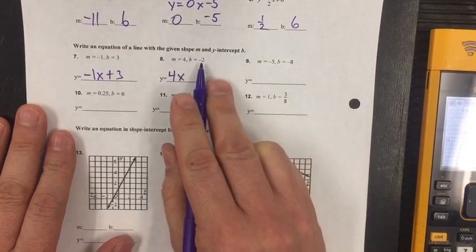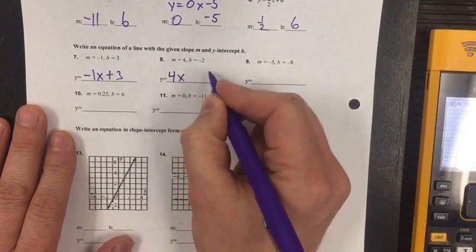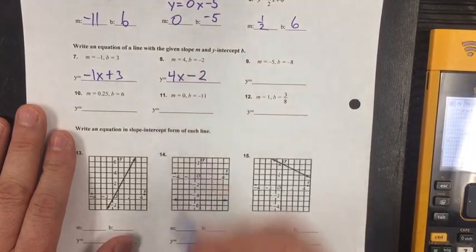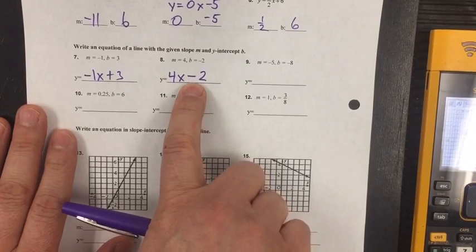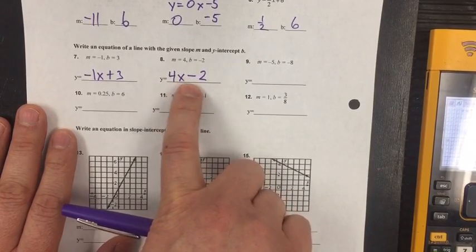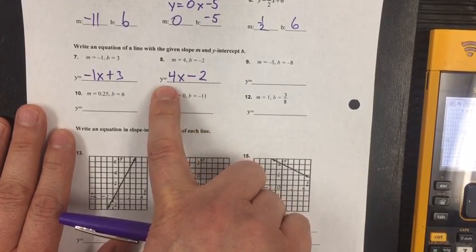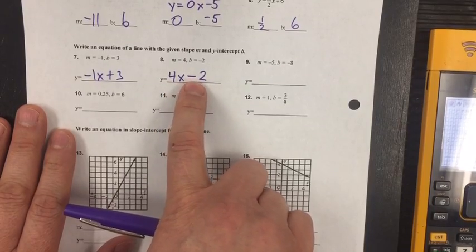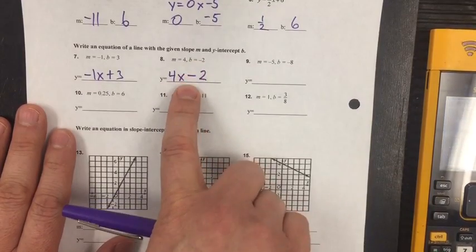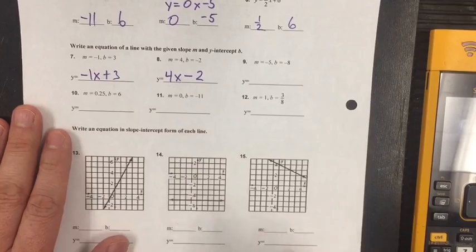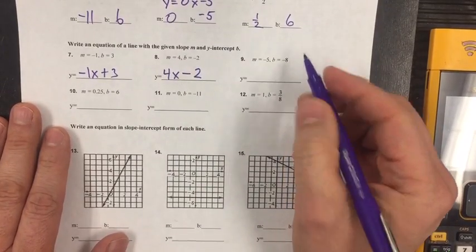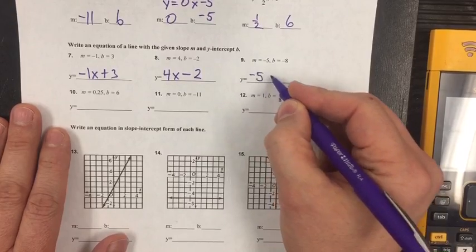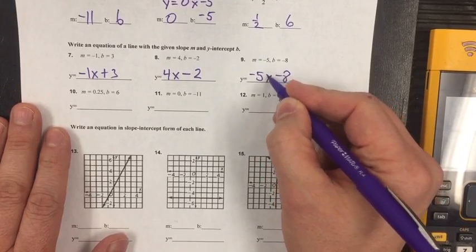Minus 2. Now you could put plus negative 2 or you could put just regular minus 2. Either one's technically correct, but this is a little bit less to write down. So you'll probably see it that way more often. y equals 4x minus 2. That little negative 2 just became a minus sign in the equation. Okay, how about number 9? What are we going to have? Negative 5x minus 8. That's exactly right.